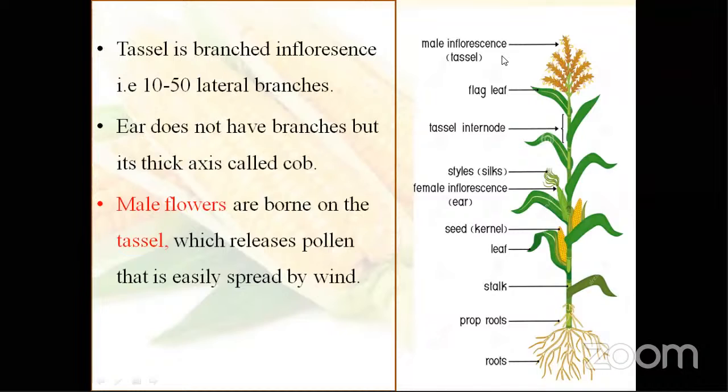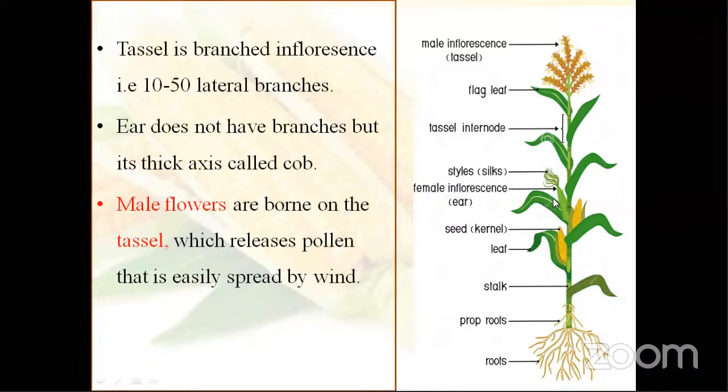Then this is the male inflorescence, we call it a tassel, having lateral branches. Then the flag leaf. I asked you about the flag leaf, the topmost leaf. What is the contribution of the flag leaf in photosynthesis? How much does it contribute? Anyhow, we'll submit by tomorrow. That's our assignment question. Then this is the tassel portion where the male inflorescence emerges.